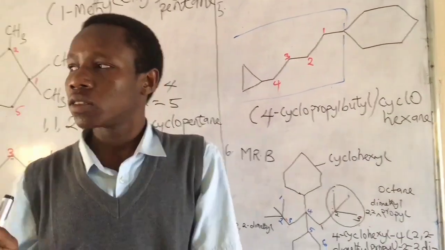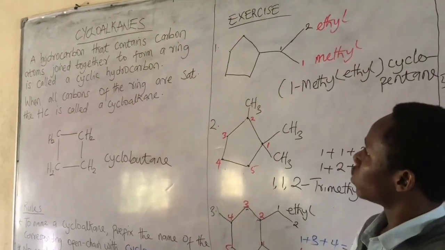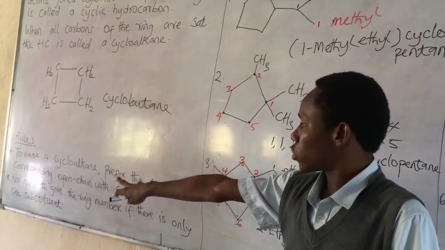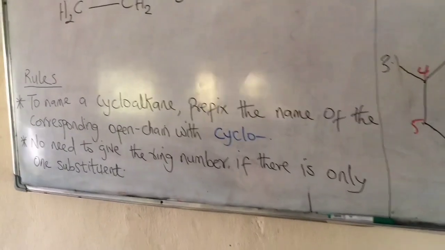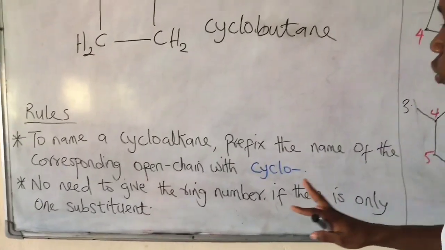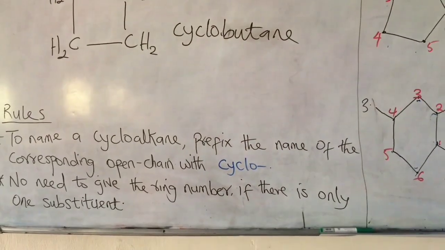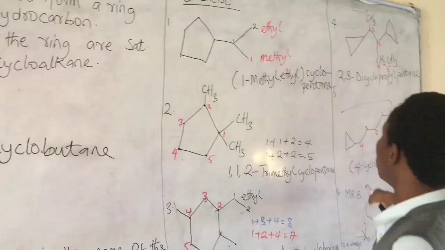So in today's class, we've learned how to name alkanes and cyclic compounds. We also know the rule that to name a cyclo compound, you have to prefix the name with cyclo. Then there is no need to give the ring a number if there is only one substituent. We've also learned how to name some cycloalkanes here.